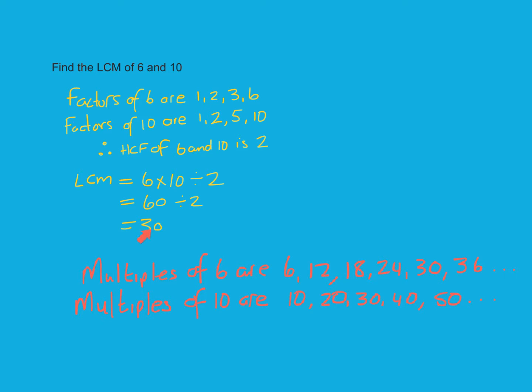So just to prove to you that it is in fact 30, I've done the multiples of 6, which are 6, 12, 18, 24, 30, and 36, and also done the multiples of 10, and obviously we can see there's 30 there, there's 30 there. That is the lowest common multiple. So there you go, shortcut, and that is lowest common multiple and highest common factors.